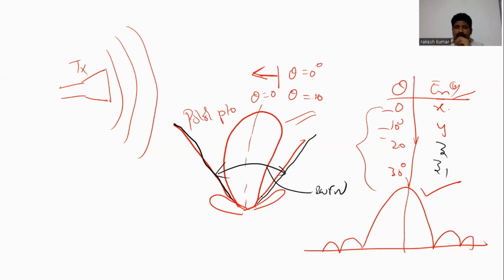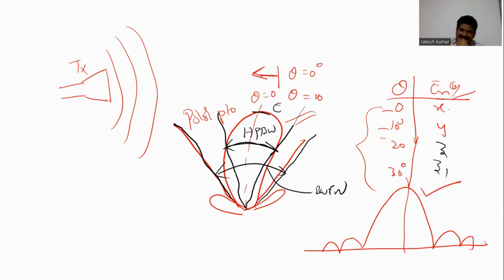Similarly, I can calculate, for example, with this electrical field, the half power beam width. Half power beam width means the point where the electrical field has fallen to 1 by root 2 times its maximum value. I will draw it like this. Let us consider this angle, where the electrical field has fallen to 1 by root 2. This is nothing but the half power beam width.